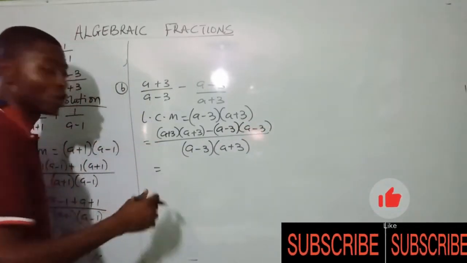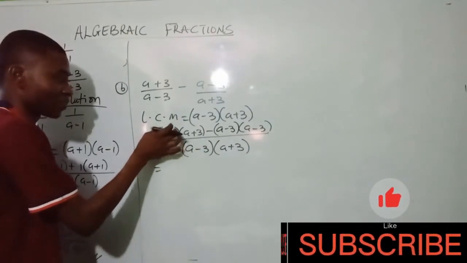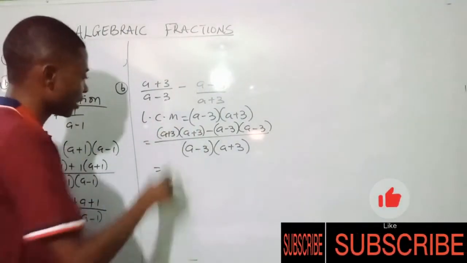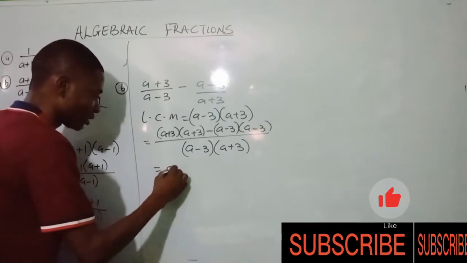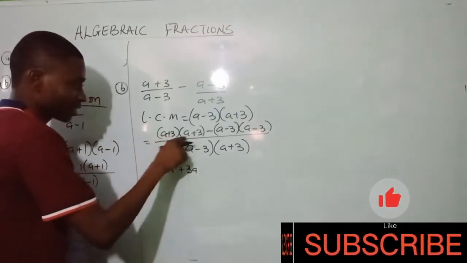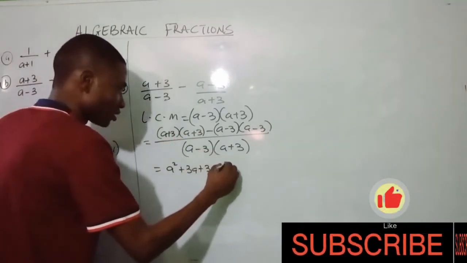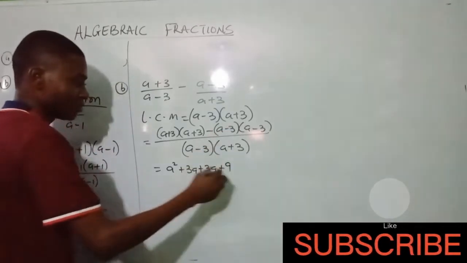So what do we do now? We're going to open the bracket. What does that mean? That means we're going to use everything in this bracket to multiply what we have here. So a times a will give us a square. A times this will give us plus 3a. 3 times a will give us plus 3a. 3 times 3 will give us 9.